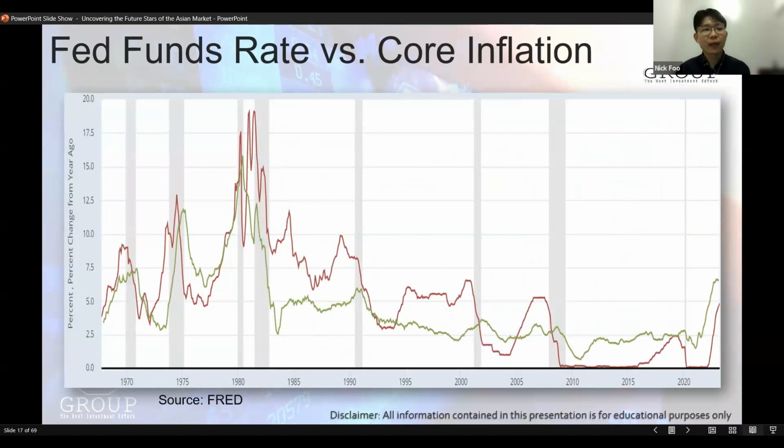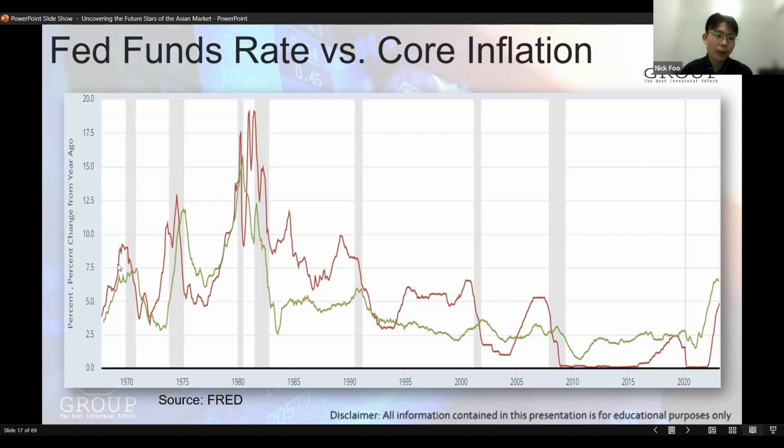Let's look at the Federal Reserve interest rate, ladies and gentlemen. Again, the shaded area indicates the U.S. recessions. The red line represents the Fed funds rate. Again, the Federal Reserve will not cut rates until the recession takes place, since 1970.